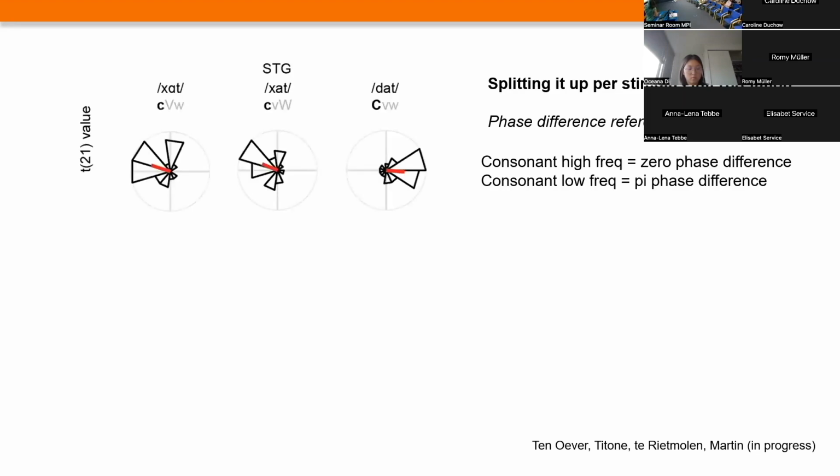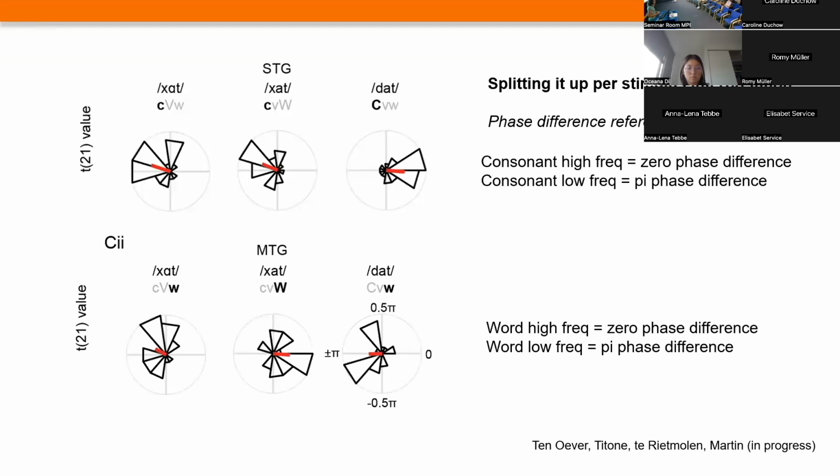So what you can see here for STG, that was the one where the consonant effect was significant. When the consonant had a high frequency, the phase difference is 0. But for the low frequency consonant, there was a very strong phase difference. Then for the MTG, this was dependent not on the consonant, but on the word frequency. So when the word frequency was high, in this case for gat, there was a 0 phase difference. And when the word frequency was low, for the other two words, there was a very high phase difference.